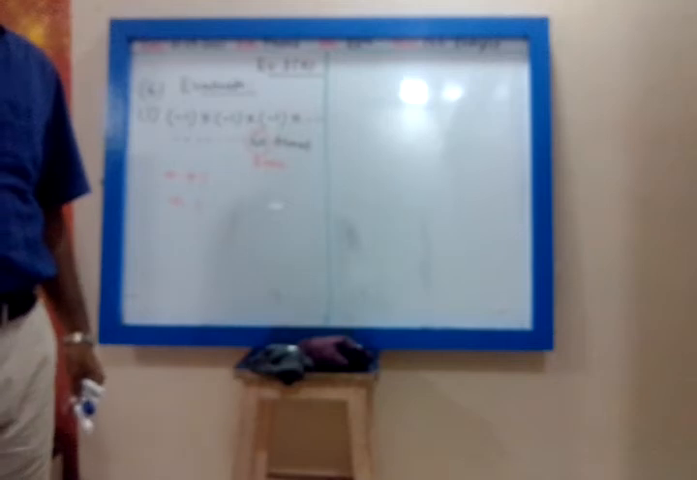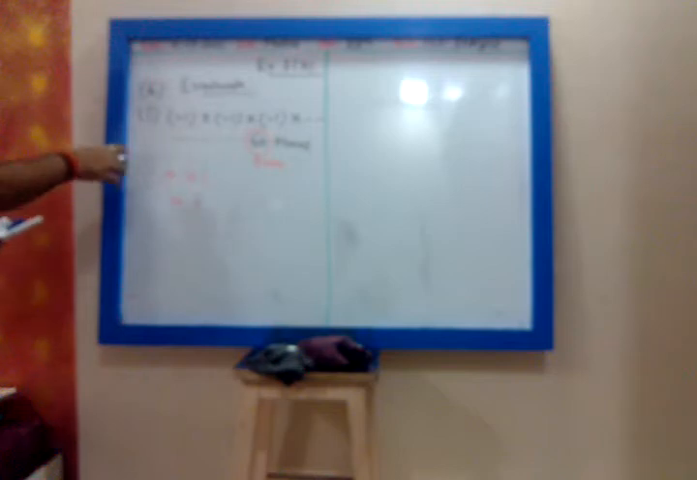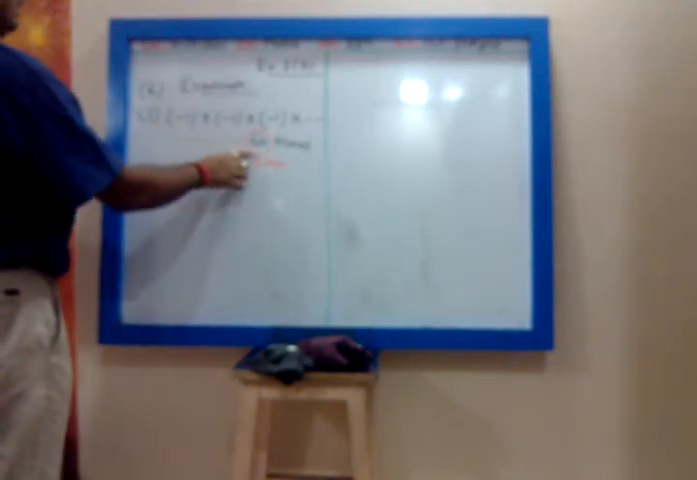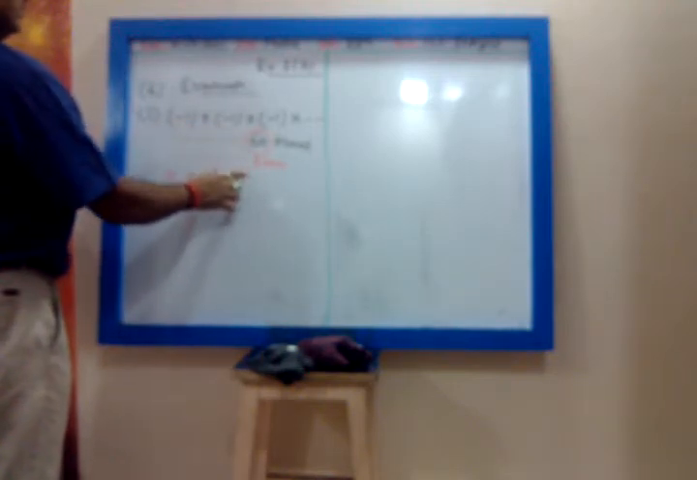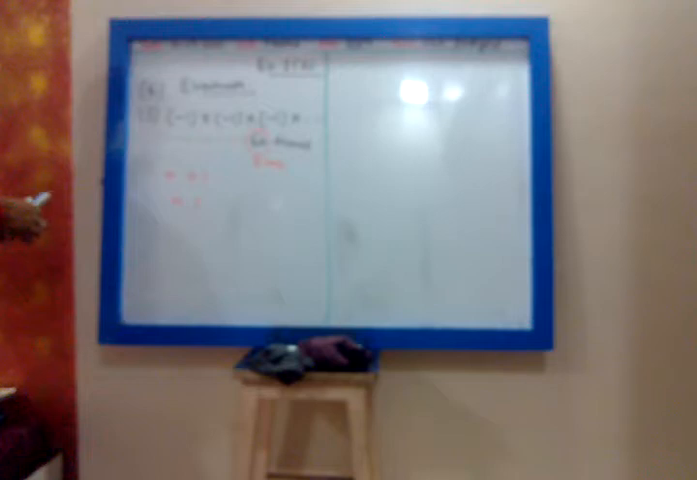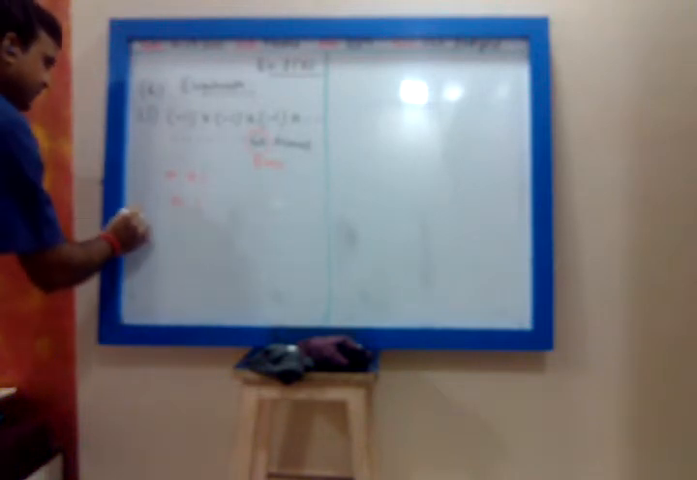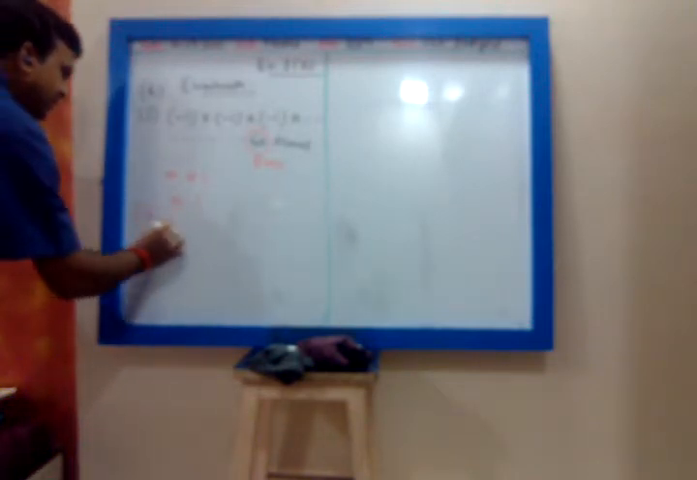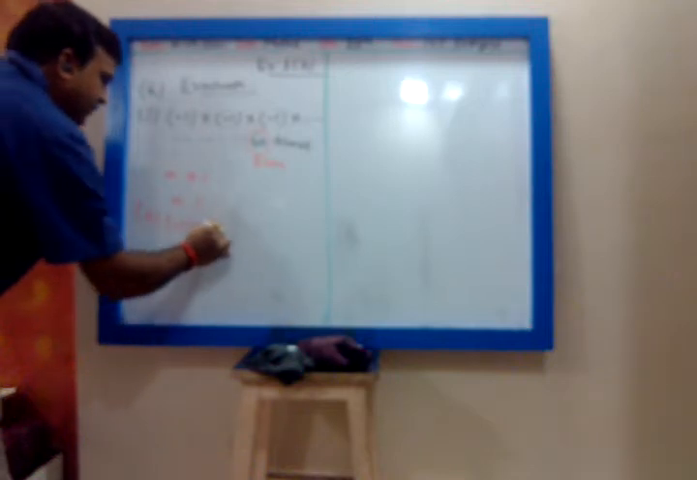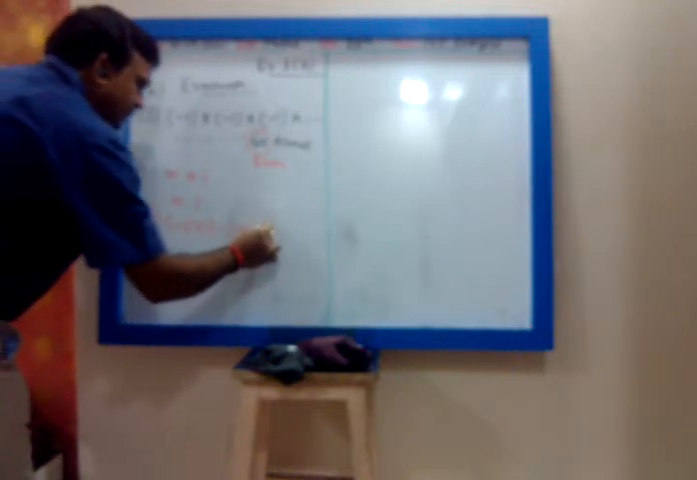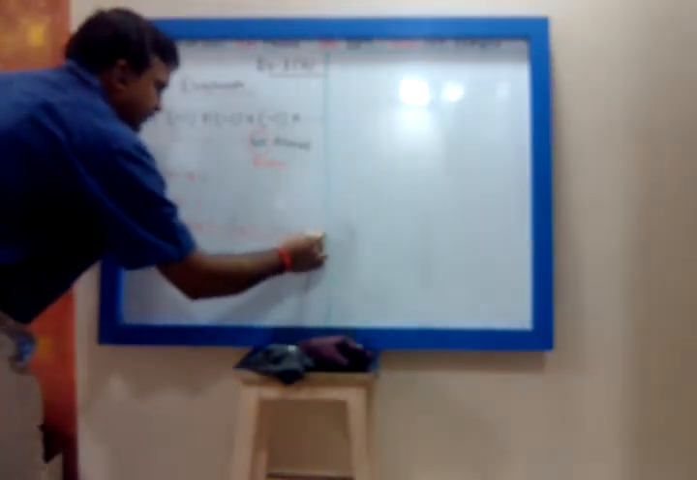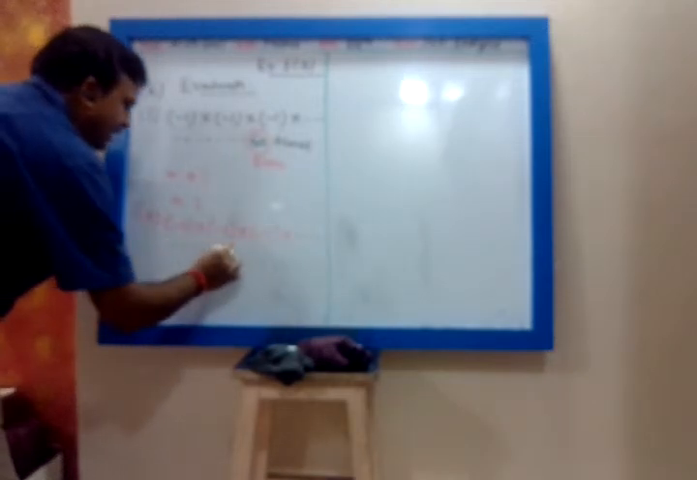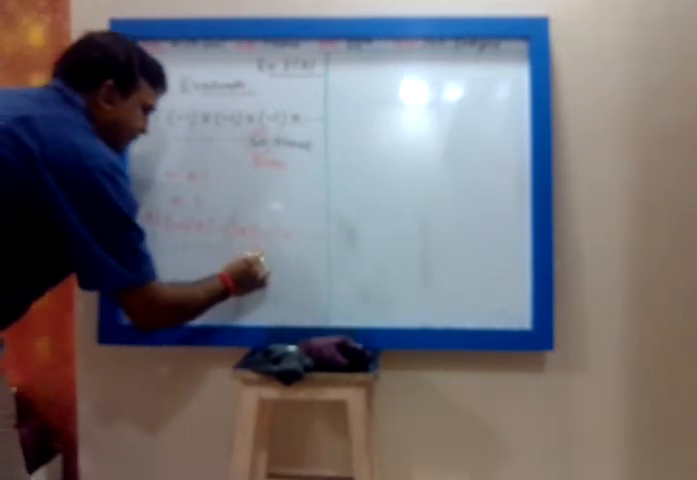Minus 1 sign multiplied even number of times, 60 is even, so the answer will be plus 1. Now second: minus 1 into minus 1 into minus 1 into minus 1 into minus 1, and it is multiplied 75 times.